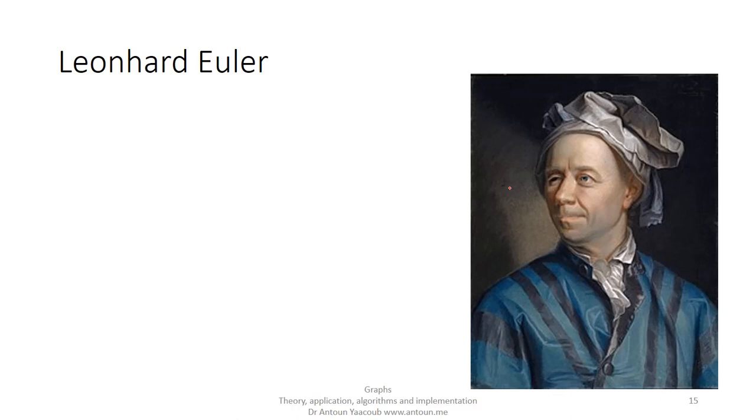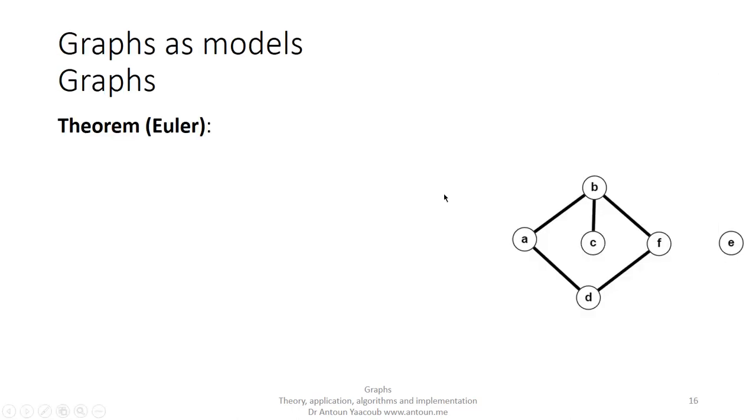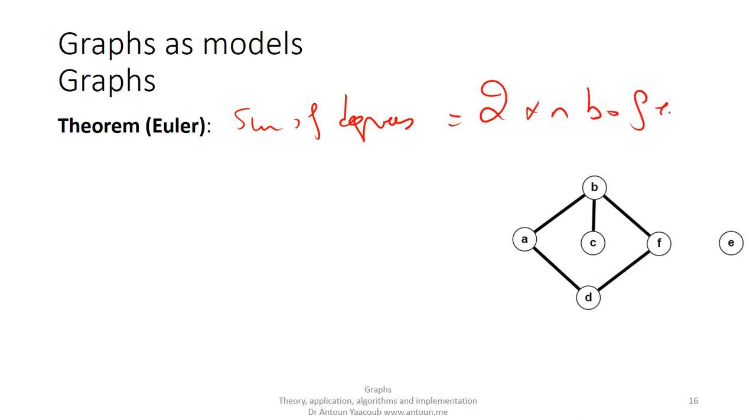Graph theorists usually refer to Euler as the father of graph theory. You will see that many of the algorithms and theorems have the name of Euler, but every time it is a different theorem. One of his theorems is that in any graph, the sum of the degrees is equal to twice the number of edges.